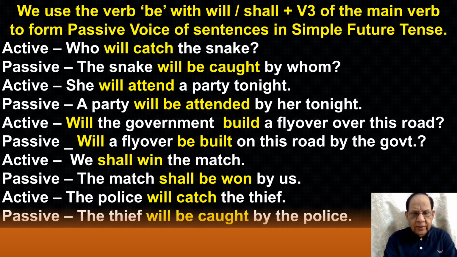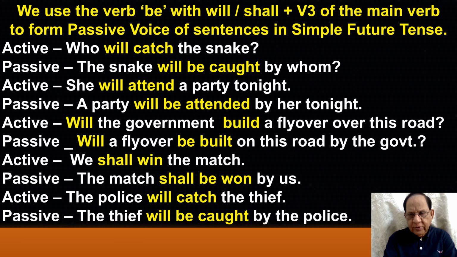Active: Will the government build a flyover over this road? Passive: Will a flyover be built on this road by the government? Active: We shall win the match. Passive: The match shall be won by us. Active: The police will catch the thief. Passive: The thief will be caught by the police.